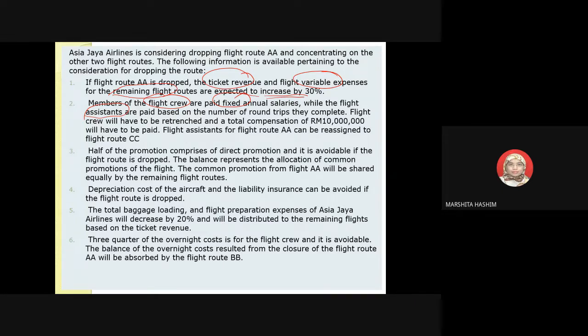However, for flight assistant, flight crew is annual salary. Flight assistant, if you shut down, you don't have to pay. Okay, and then flight crew will have to be retrenched and total compensation 10 million will have to be paid. So if you shut down, you have to pay that 10 million. If you continue, you don't have to pay 10 million. So it is relevant. Flight assistant for flight route A can be reassigned to flight route C. So cost for flight route A, flight assistant, you put under column C. Okay, flight route C.